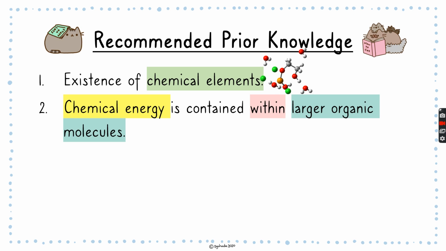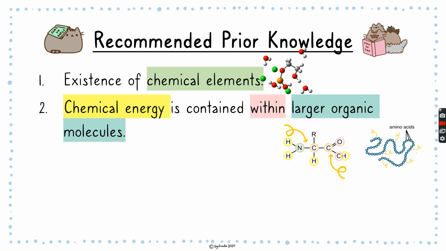We also needed to know that chemical energy is contained within larger organic molecules. Remember that organic molecules are molecules that can be found in living things, and chemical energy is actually stored inside the bonds. So the bonds that are in between each particle or atoms here, and in bigger molecules, there are more bonds, therefore there is more chemical energy stored.